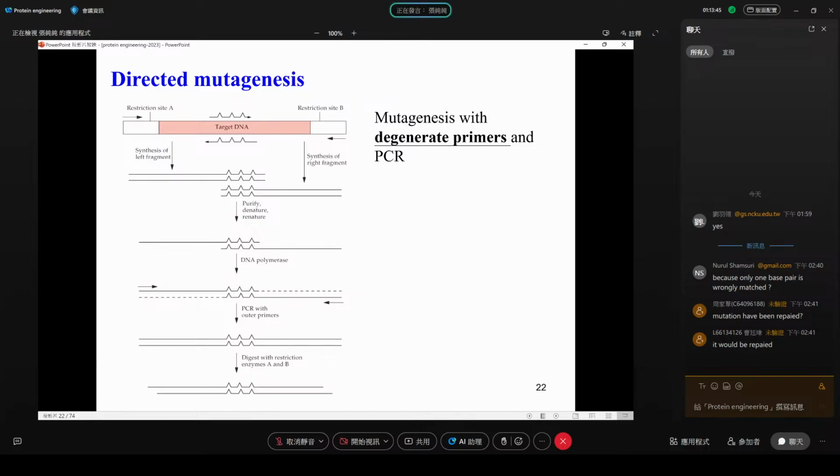Or we can use this kind of degenerate primer to generate different versions of the protein with only one residue different, or two residues different, or any three residues different. They have a different variety. So degenerate primer is another strategy for directed mutagenesis. It will give you from one mutation to several mutations in this kind of directed mutagenesis.